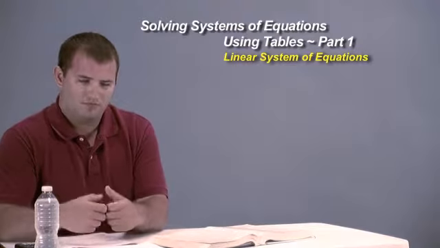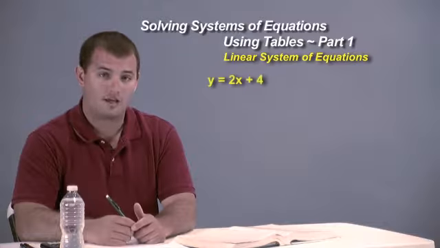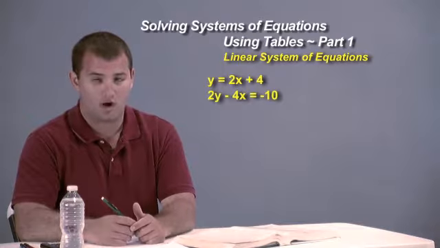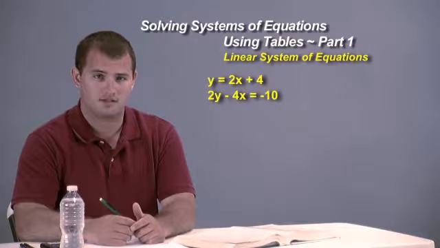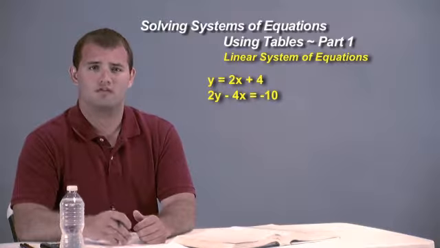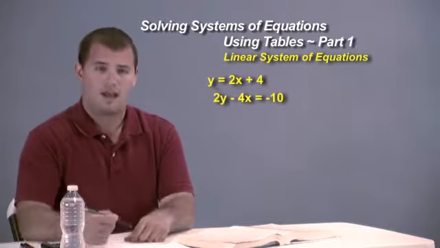Now, let's work some examples here. We have two equations. One is y equals 2x plus 4, and the second equation is 2y minus 4x equals negative 10. And here comes that little note I told you about earlier. We're going to have to solve the second equation so that it's y equals some function of x. And we're going to do that.